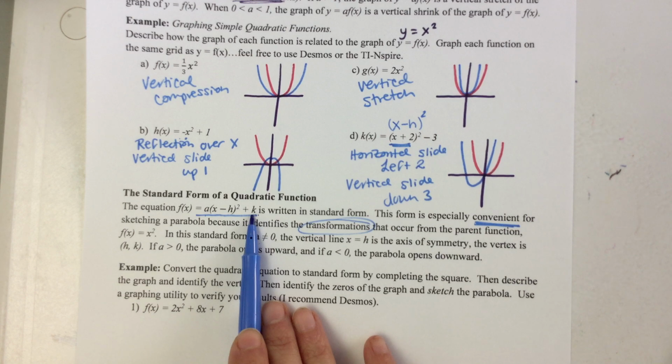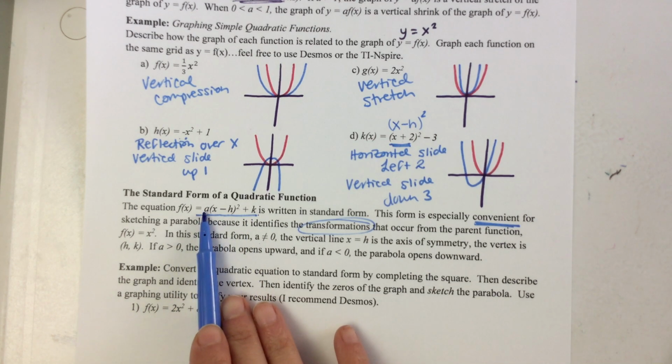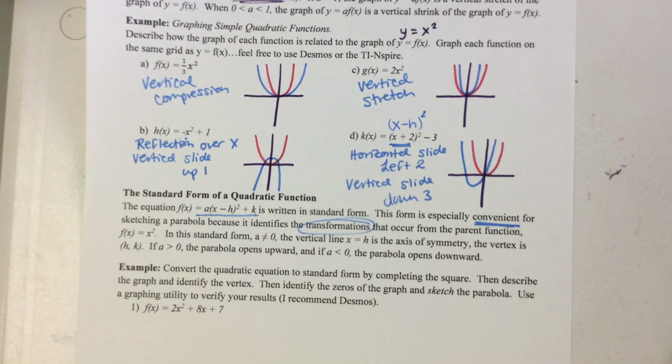What you're adding or subtracting at the end, that's your y value. That's the center point. If your value up front is positive, it's opening up. If this is negative, it's opening down.